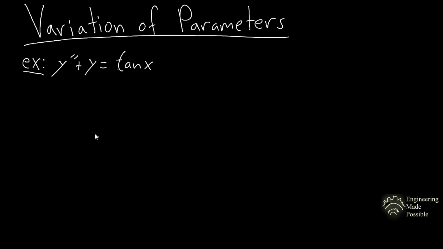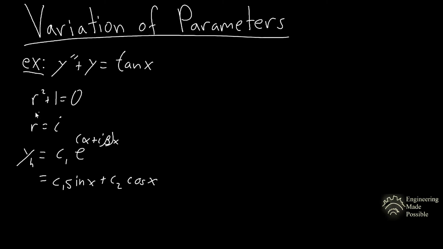So for this example, we have y double prime plus y is equal to tangent x. So first off, let's go ahead and find the homogeneous solution. So we first get the auxiliary equation, r squared plus 1 is equal to 0. We see that r is equal to the imaginary i, and of course, with complex roots, this is the form that you get. And of course, with Euler's formula, you're able to represent with sine and cosine. So your homogeneous solution to the differential equation is c1 sine x plus c2 cosine x.